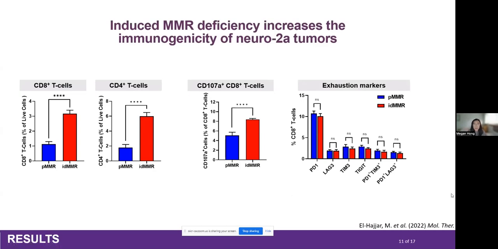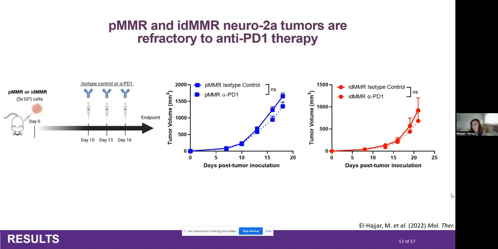To next look at if induced mismatch repair deficiency can sensitize tumors to immune checkpoint inhibitors, we treated mice that had the mismatch repair proficient or the mismatch repair deficient tumors with anti-PD-1. And we found that in both models, anti-PD-1 did not have an effect in either of these tumors.